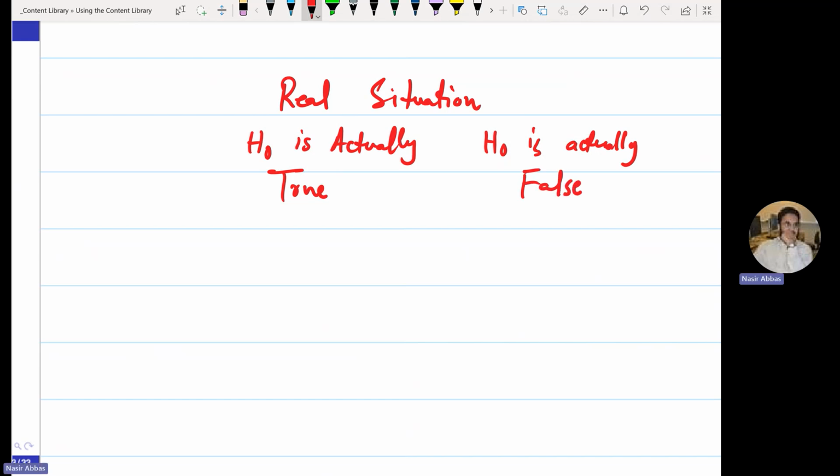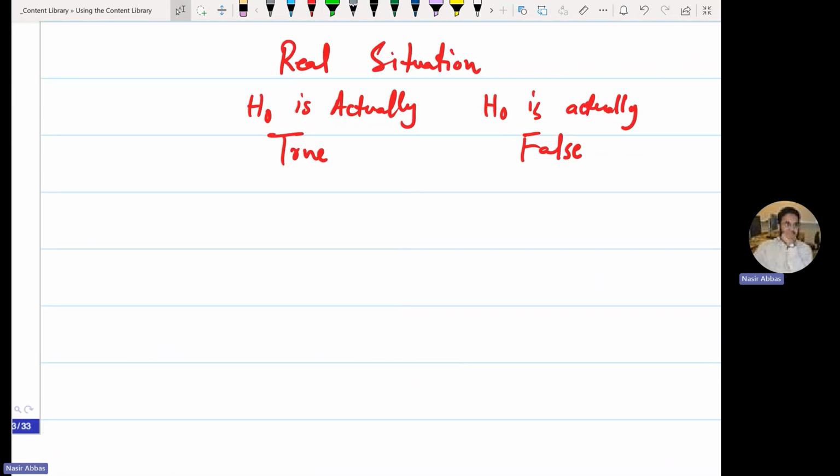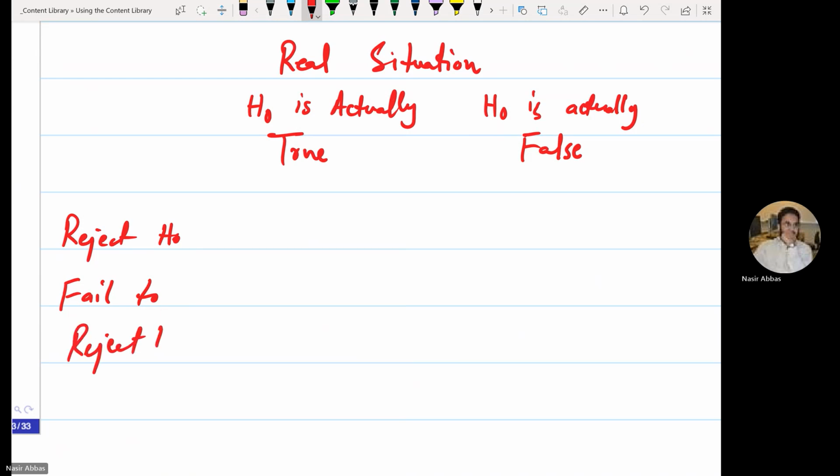One of the situations is your H0 is actually true. And the other is that it is actually false. You will be under one of these situations. H0 will be either actually true or it will be actually false. And then there are 2 situations what you will decide. You will either reject H0 or you will fail to reject H0. This is your decision.